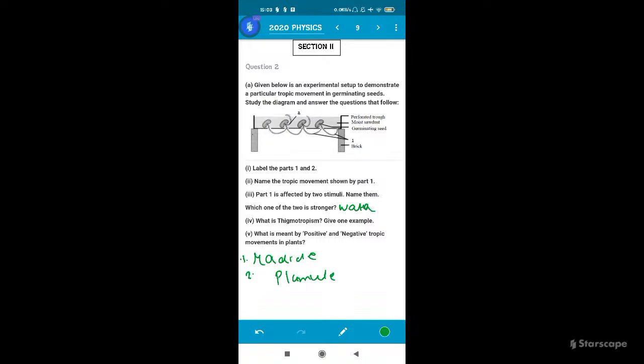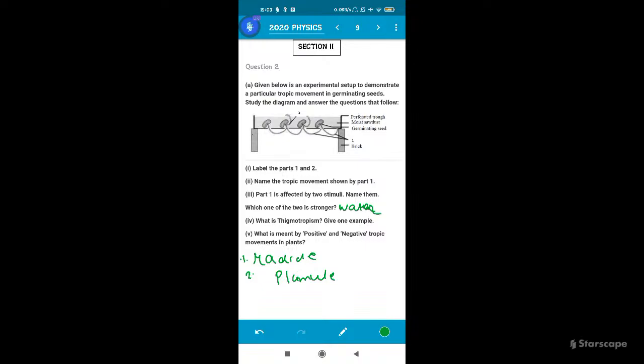Now your next question is: what is thigmotropism? Give one example. You have studied about thigmotropism. There are many plants, especially the creepers and the climbers, which show a response to touch. That means whenever they are growing, they will always find a support to coil their tendrils around it, isn't it? So thigmotropism is the movement in plants in response to the stimulus of touch. There are many examples: cucumber, cuscuta, pea plant. These are a few examples. You can write one example and you will get full marks for this question.